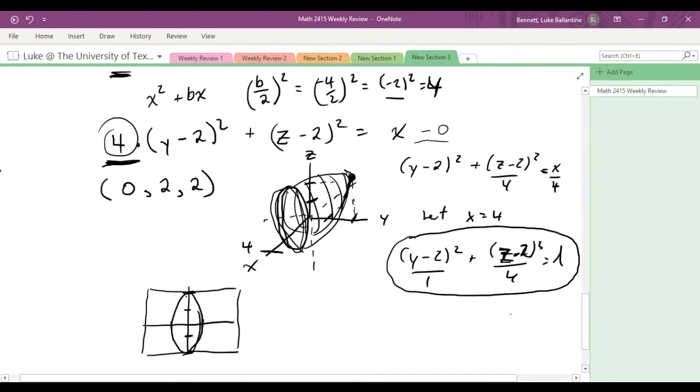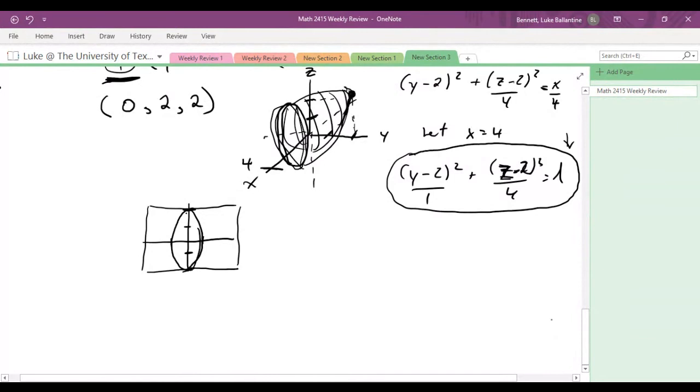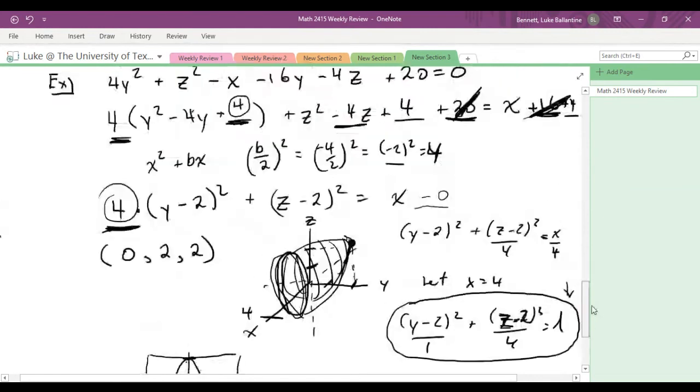Yep. So draw traces to show, if you're not the best 3D artist, that you do know what you were talking about. And it was good to pick x equals 4 so that we got a 1 right here. And then it was just easy, no more manipulation after that. And they were nice round numbers. Okay, so that was an example you might run into.